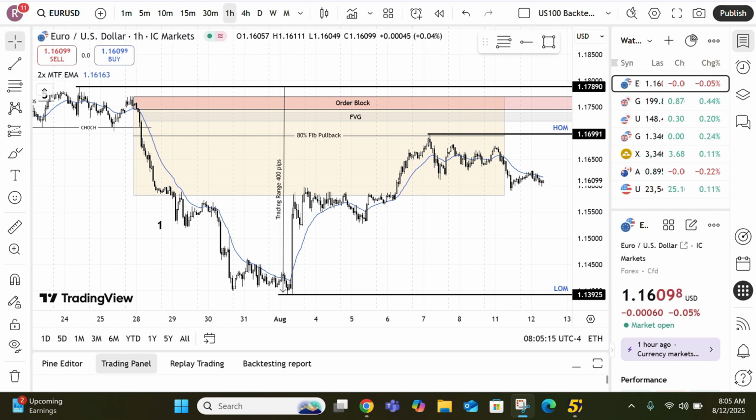as price moves in the opposite direction. If it places a sell stop and price continues to move upward, the sell stop is going to trail upward until price reverses and hits the sell stop for the trade to be entered. So that's basically how it works.